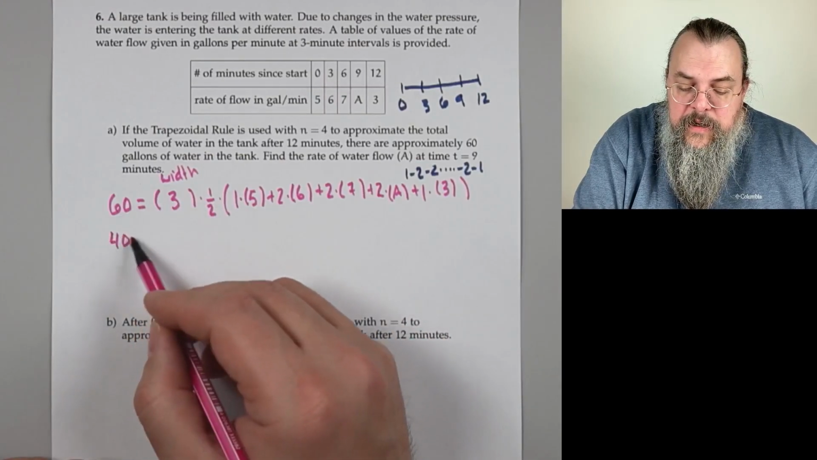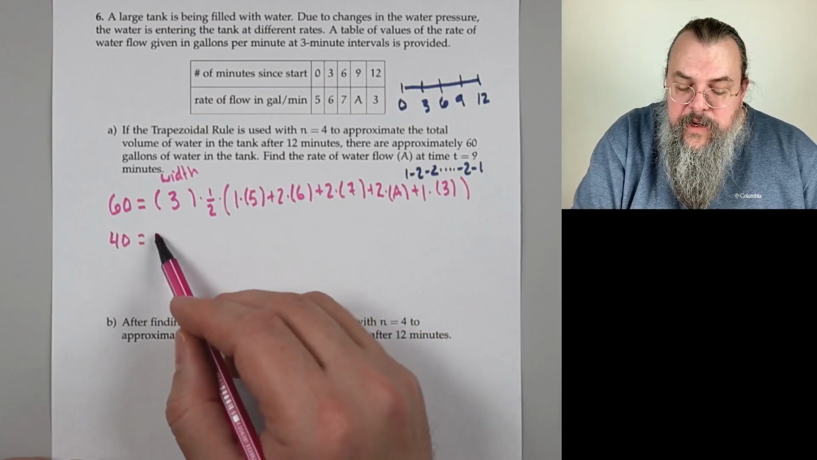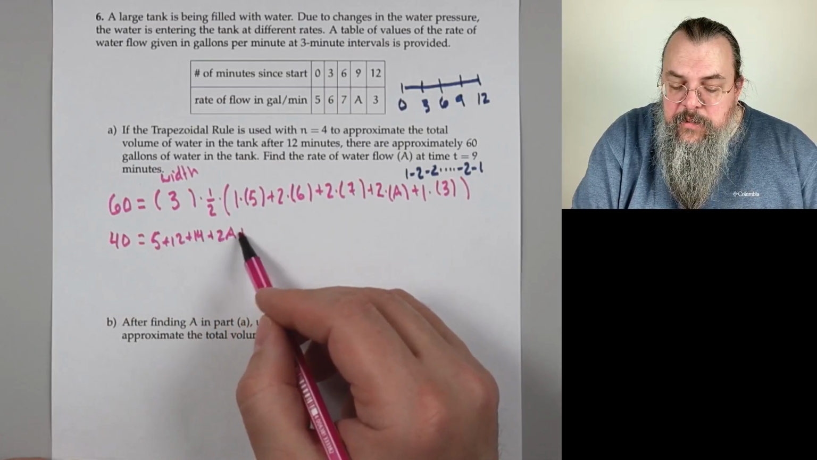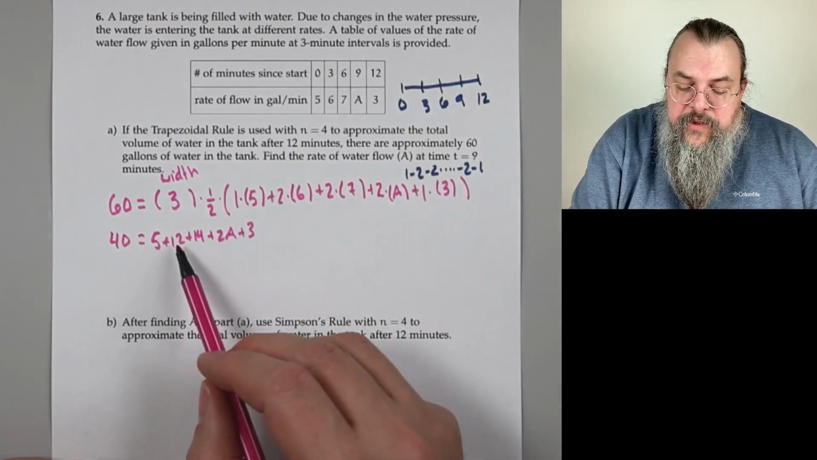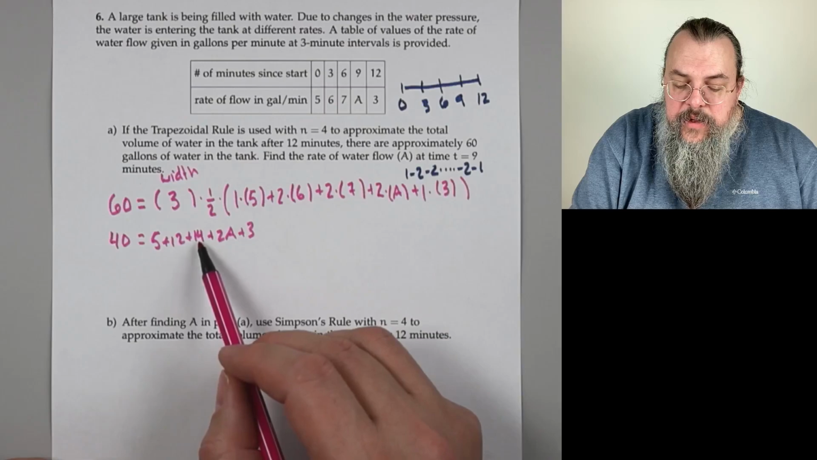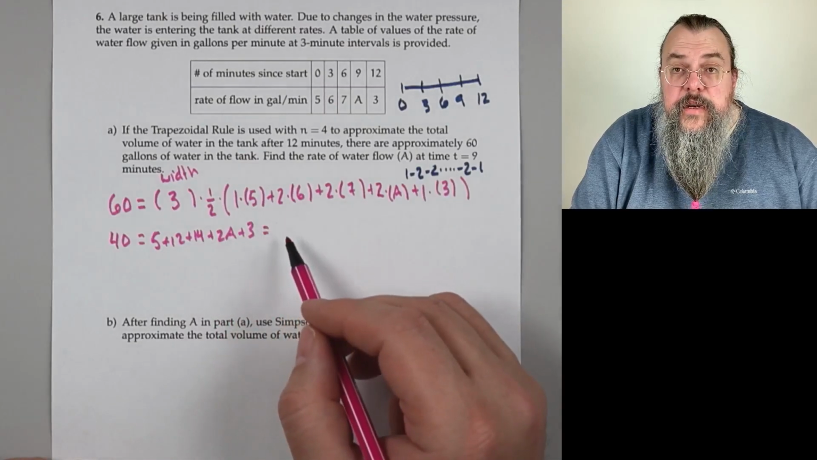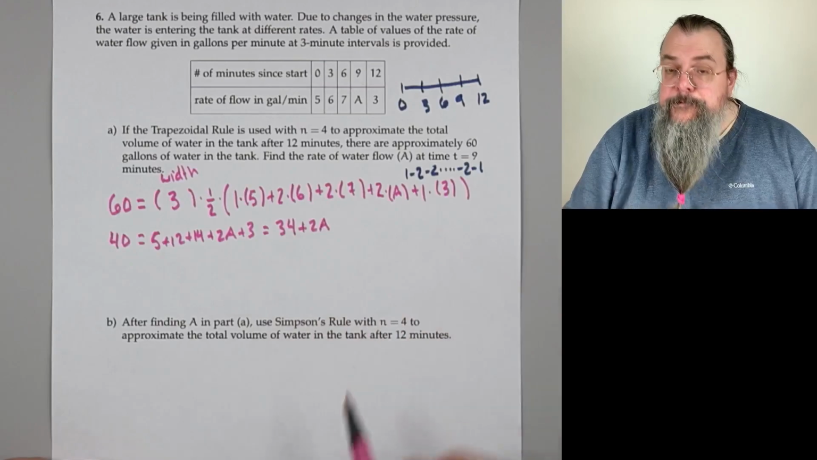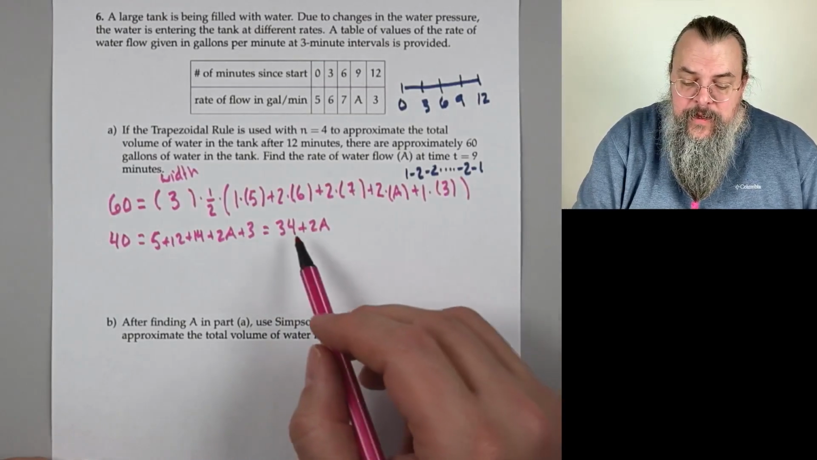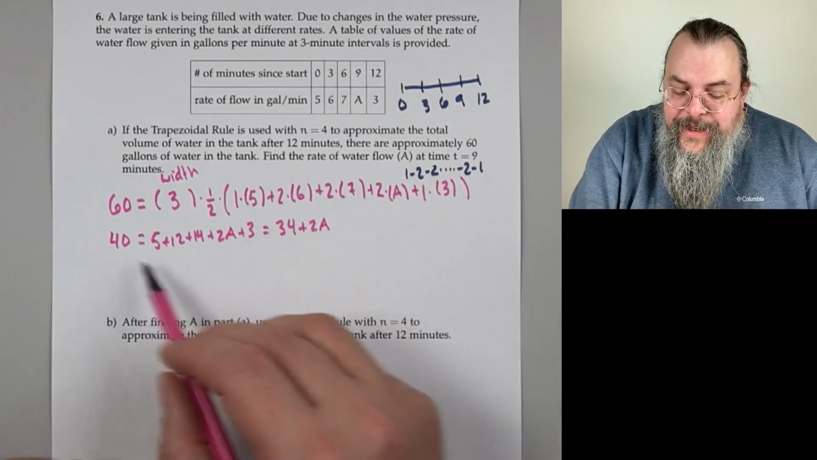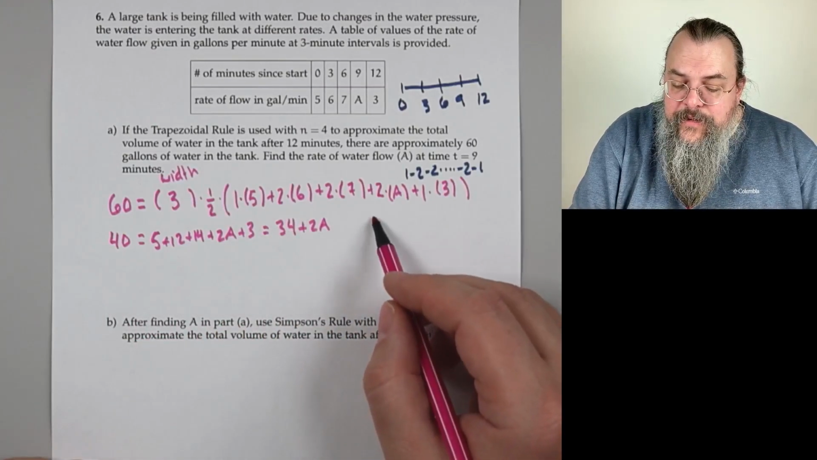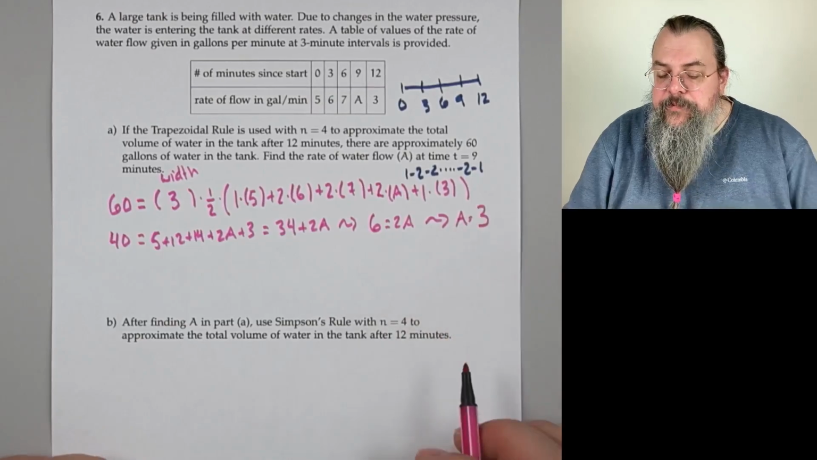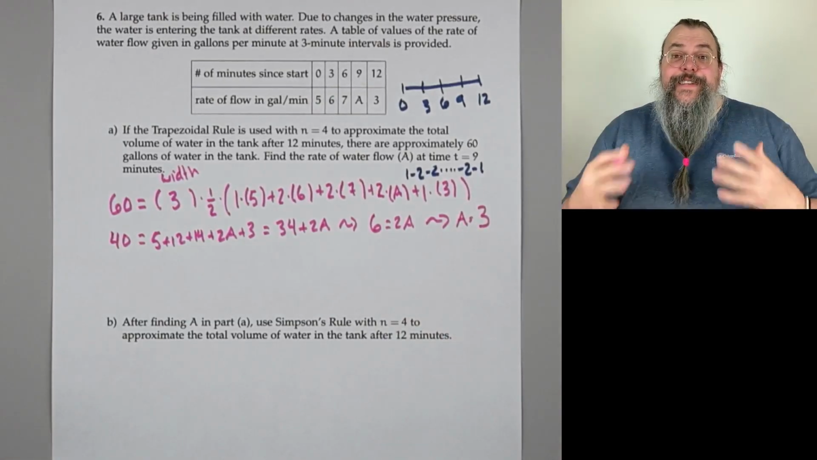That would say 40 is equal to, and here we have 5 plus 12 plus 14 plus 2a plus 3. All right, 5 plus 12 plus 3 would be 20, plus 14 would make that 34. So 34 plus 2a. So what does that say about a? Well, subtract 34, and then we have 6 equals 2a, so a equals 3.